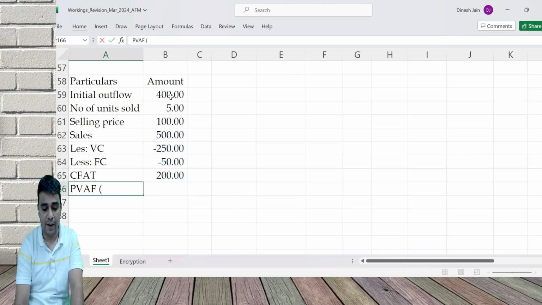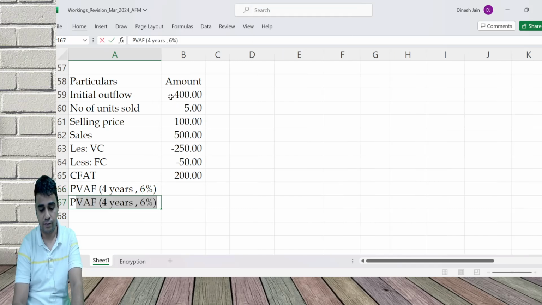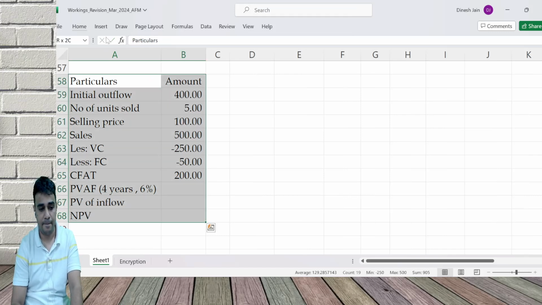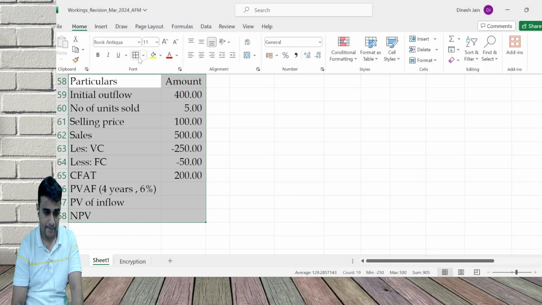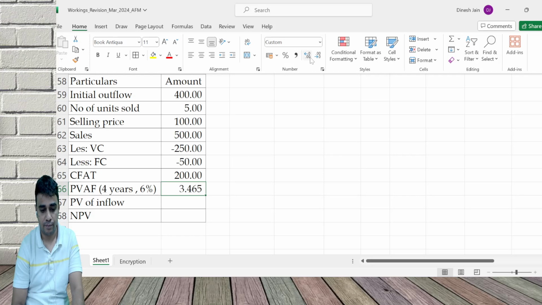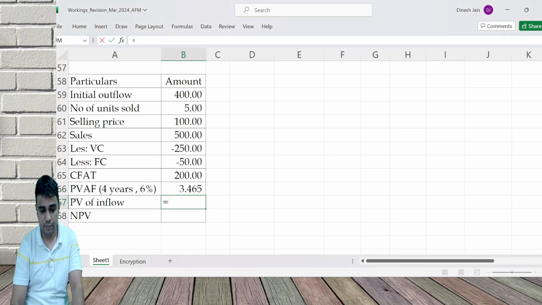PVAF, annuity factor, 4 years, 6%. Present value of inflow and NPV. 4 years annuity factor is 3.465. 200 into 3.465 is 693, and my NPV is 693 minus 400.